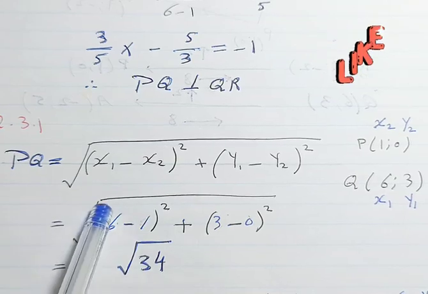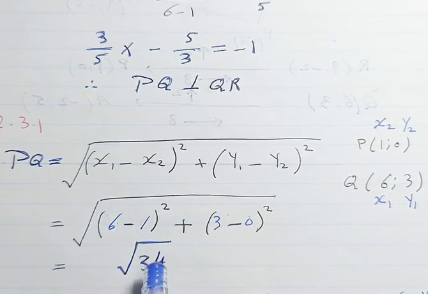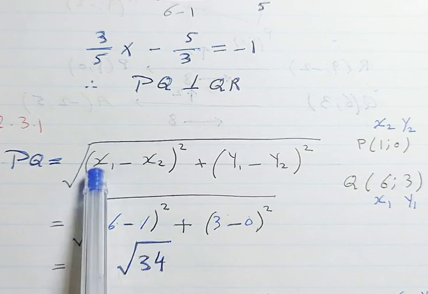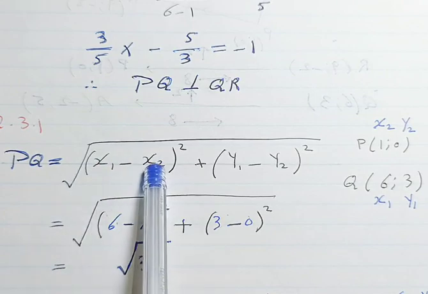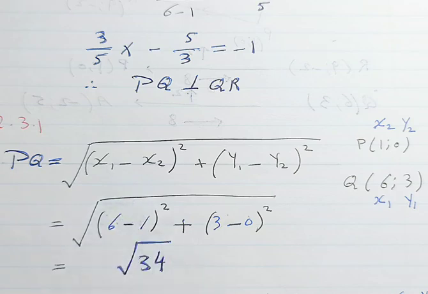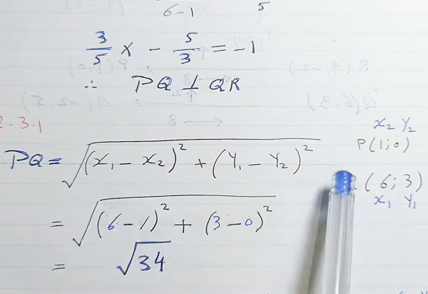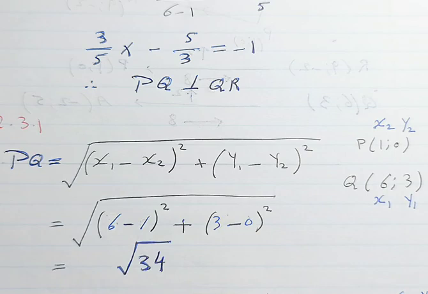So the length of PQ, I choose the distance formula. You can write x1 minus x2, or you can say x2 minus x1 squared, same thing. These are the coordinates of P and Q. I plug it into this formula, and I get the answer root 34. So I must leave the answer in surd form. So this is the length of PQ.